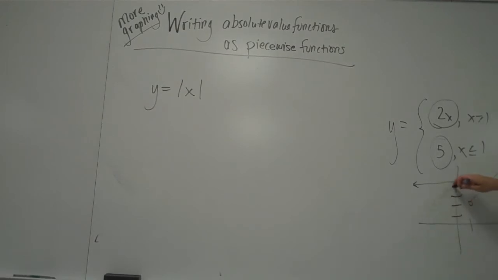The equation does show 5 when x is less than or equal to 1. It's a constant. So it just means that y equals 5, the line 5, when x is less than or equal to 1, and the line 2x when x is bigger than 1. So that's a piecewise function.